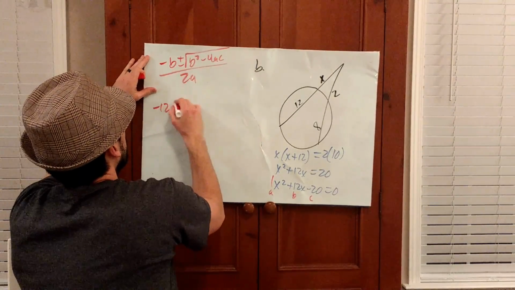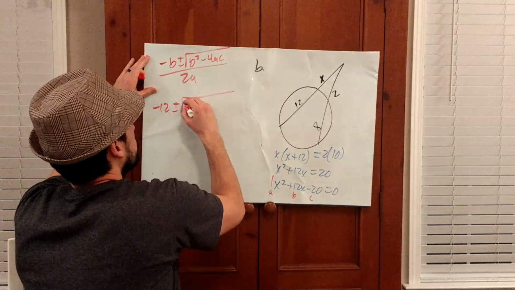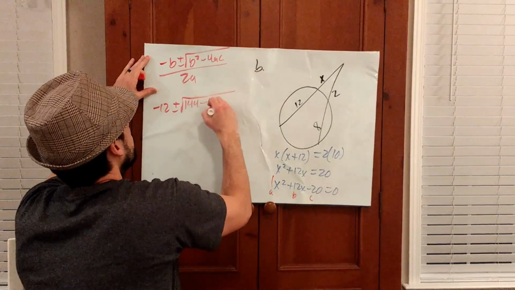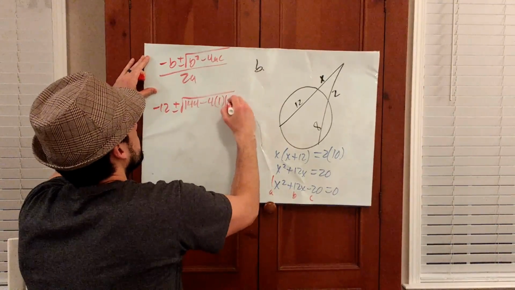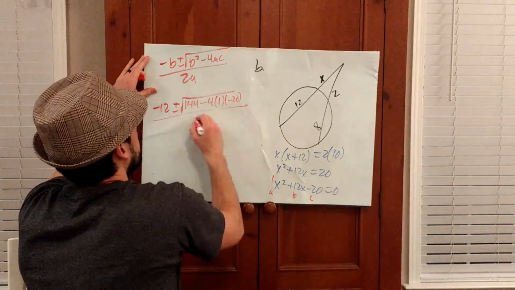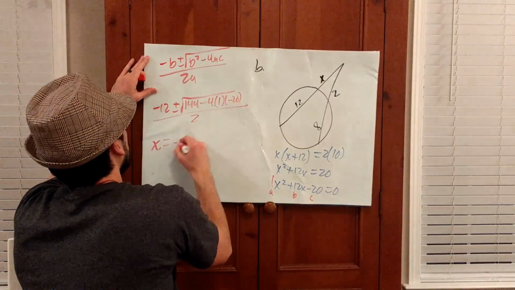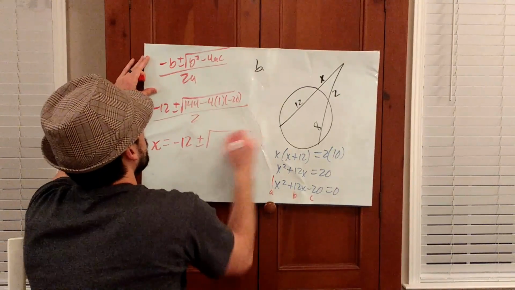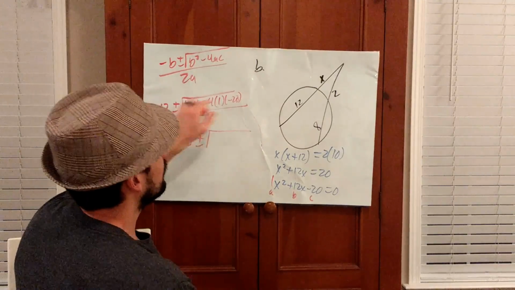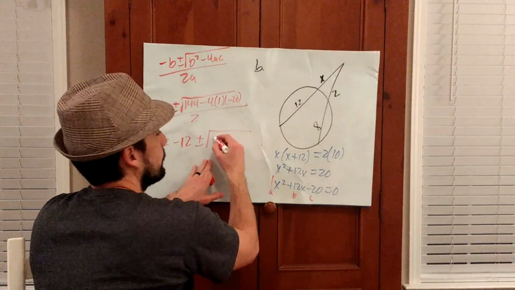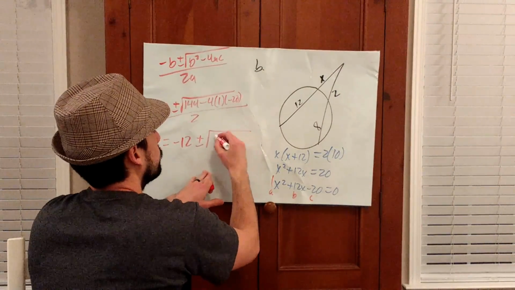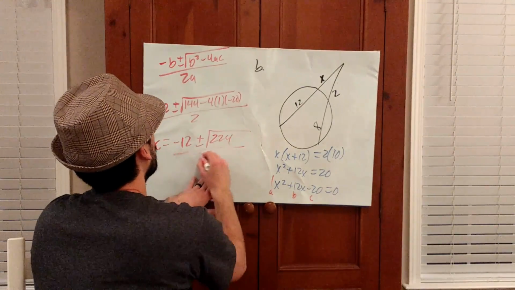So negative 12 plus or minus the square root of b squared, which would be 12 squared, or 144, minus 4 times 1 times negative 20. All of that's going to be over 2. So x equals negative 12 plus or minus the square root of 144 plus 80. What is that? 224, all over 2.